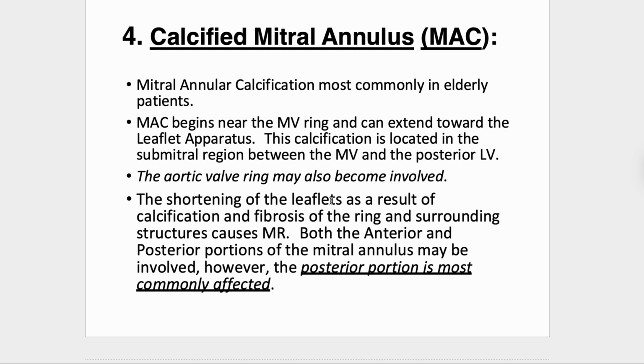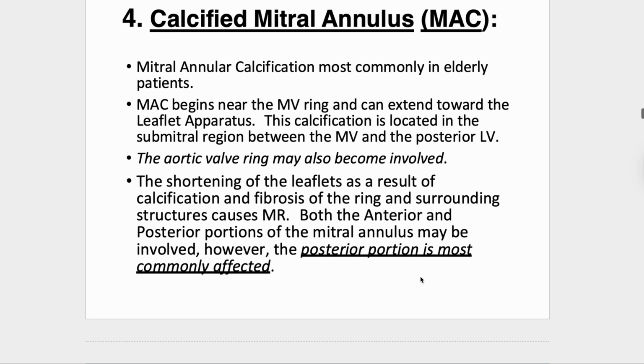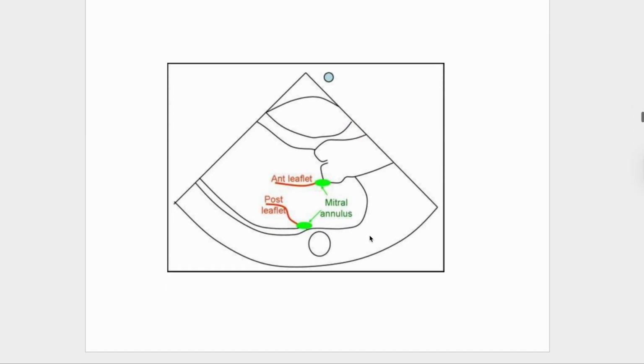Due to this calcification and fibrosis of the annulus and the surrounding structures, the leaflets kind of shorten because they've gotten stiff. They don't move as well. And this causes mitral regurgitation. The posterior portion of the mitral annulus is usually most commonly involved, and you'll see that on echo. This is the annulus here that connects the leaflets to the wall. So this whole area. They're saying both of these can be affected, but the posterior, most common.